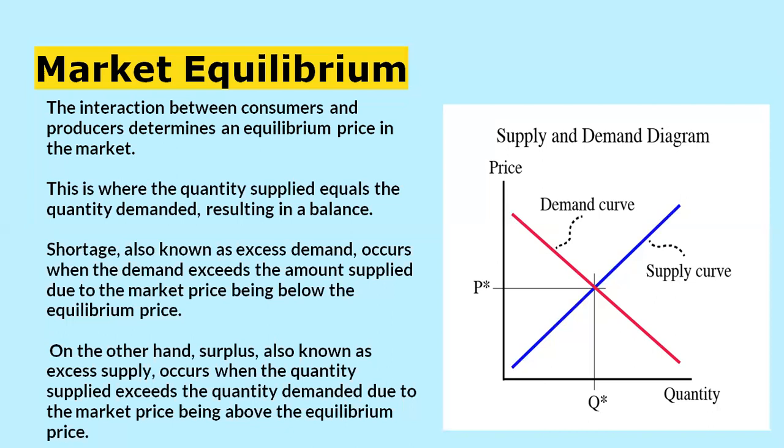On the other hand, surplus, also known as excess supply, occurs when the quantity supplied exceeds the quantity demanded due to the market price being above the equilibrium price.